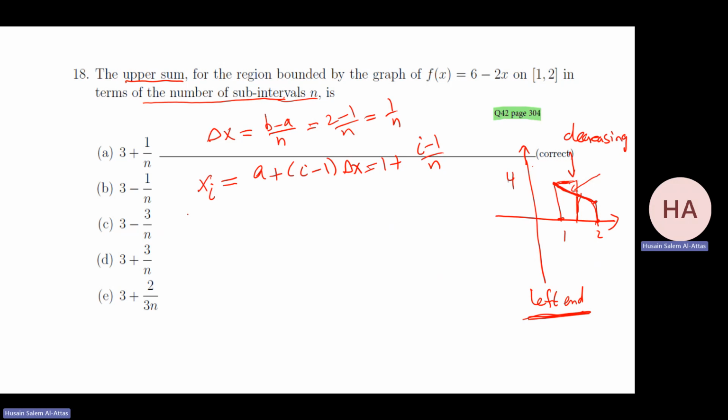Okay. And I want f of xi, which is 6 minus 2 times 1 plus i minus 1 over n.